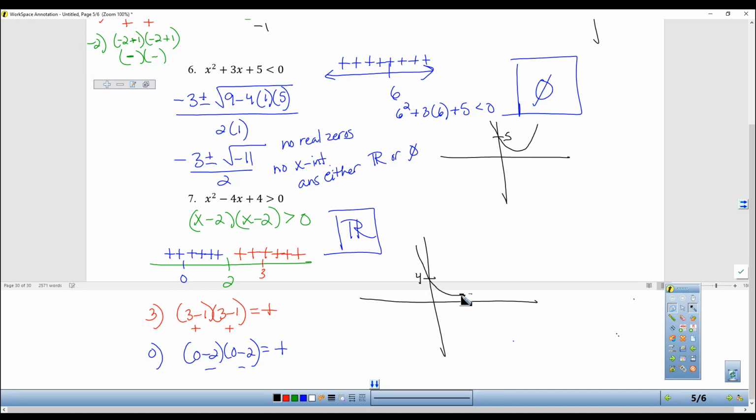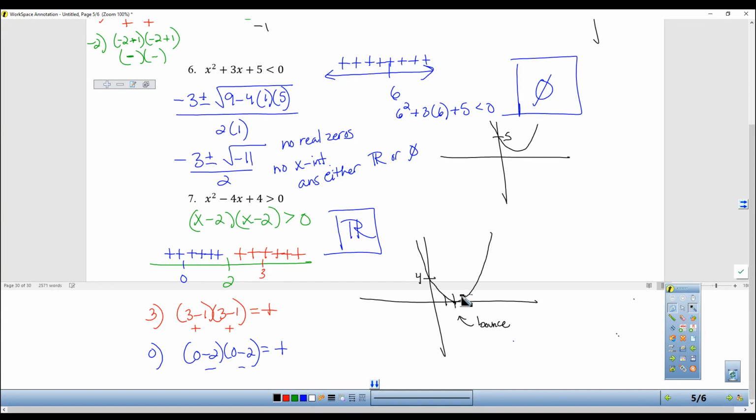Where is it going to be if it did have a 0? And it bounced at 2. Remember, if the 2 zeros are the same, then it's a bounce. So this one goes like this.